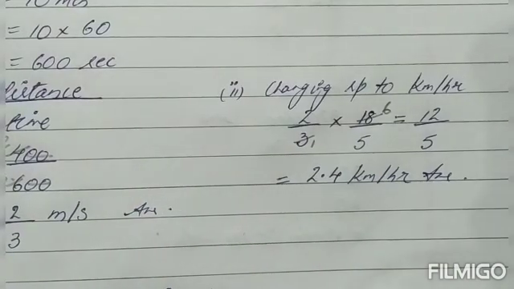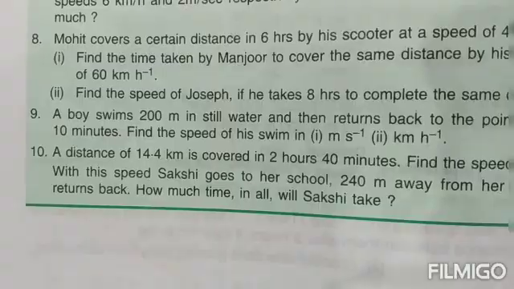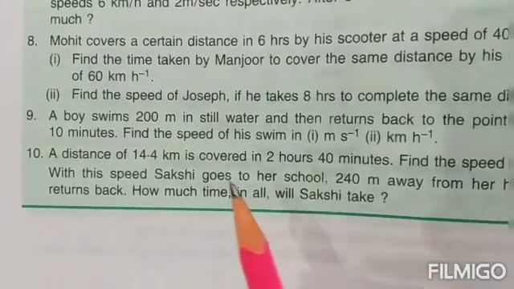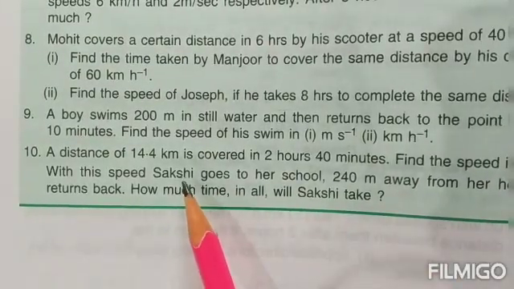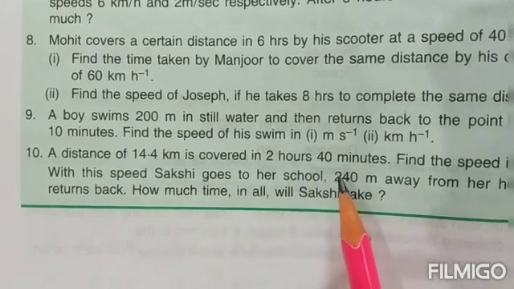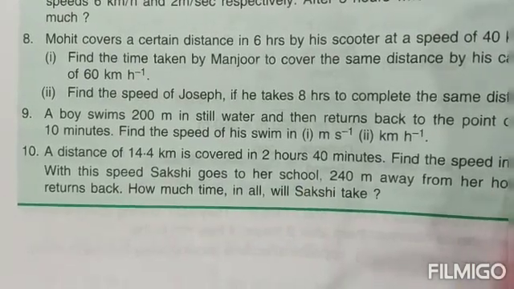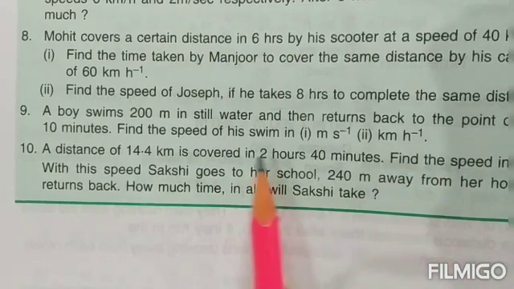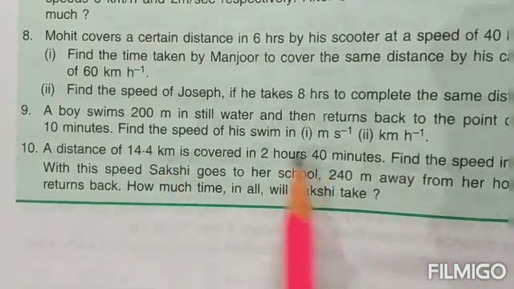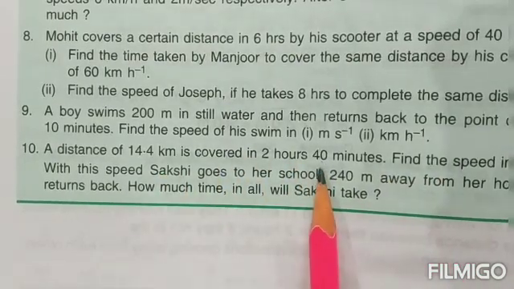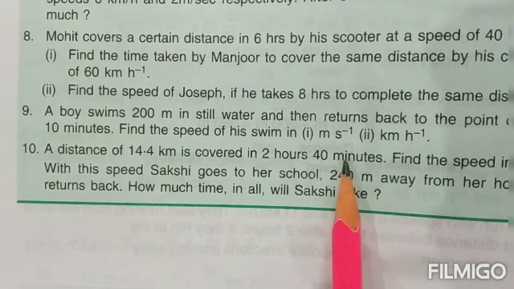So let's see how to do the 10th and the last question. A distance of 14.4 kilometer is covered in 2 hours 40 minutes. Find the speed in meters per second. First in this we have to do, distance is given, time is given. First we'll calculate the speed in kilometers per hour, children, and then we'll convert it into meters per second.